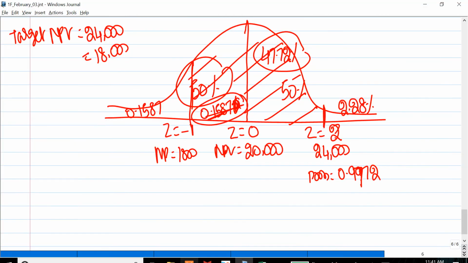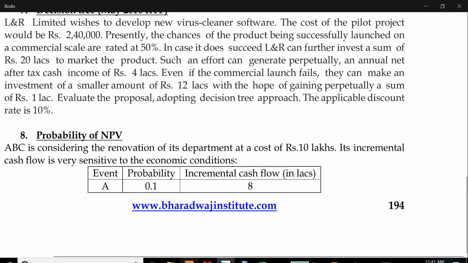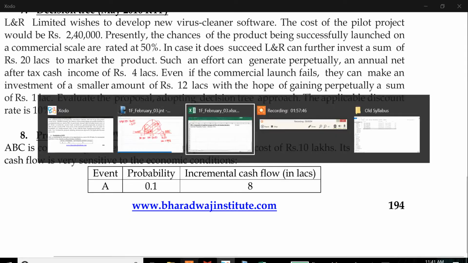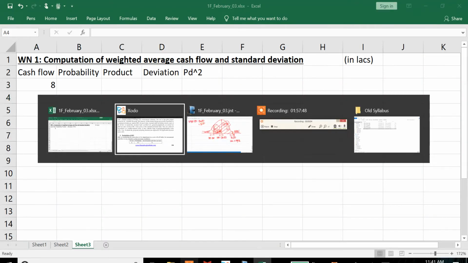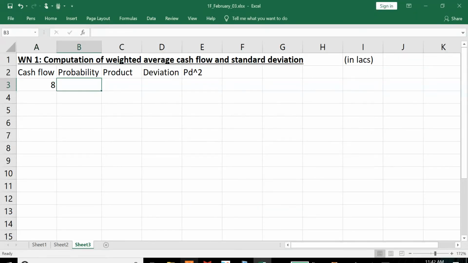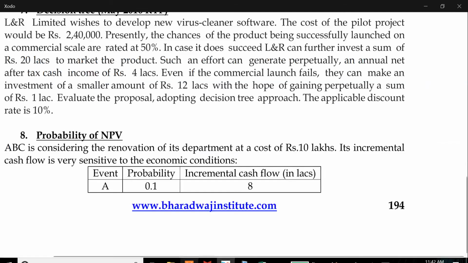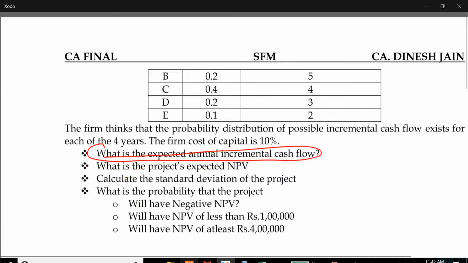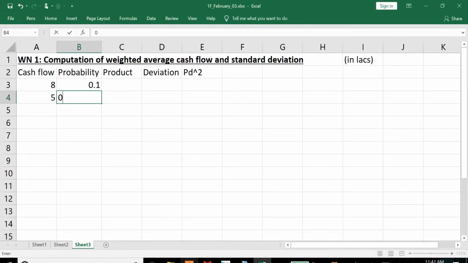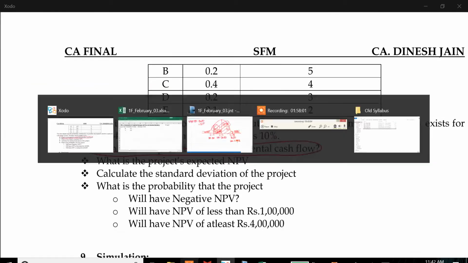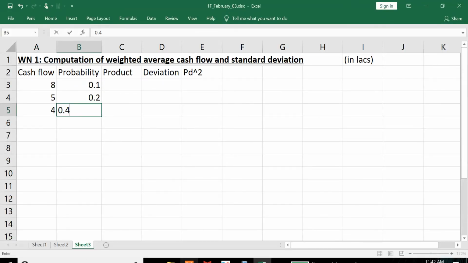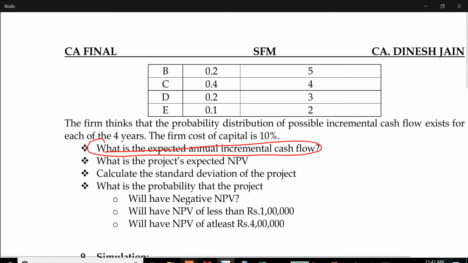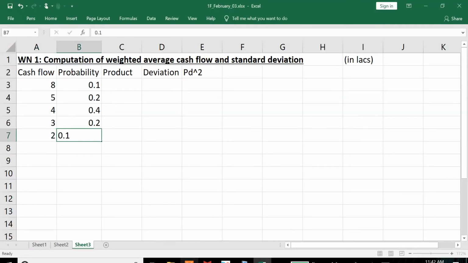What are the cash flows they have given? 8 with a probability of 0.1, 5 with a probability of 0.2, 4, 3. These are the various possible cash flows.